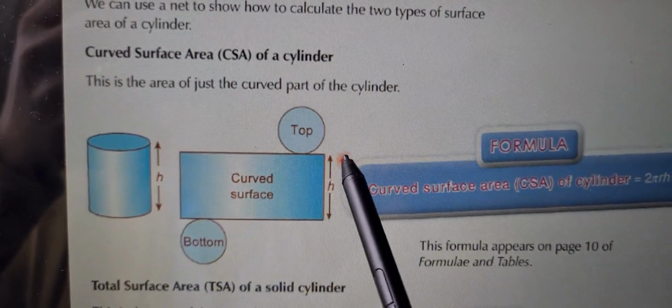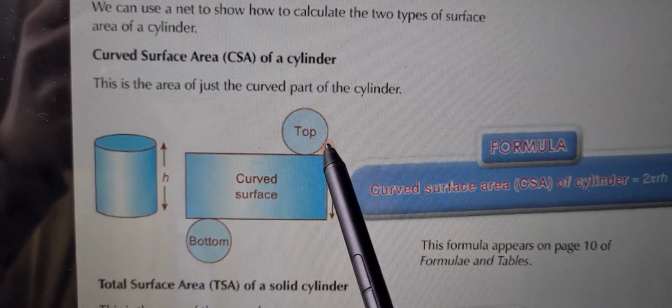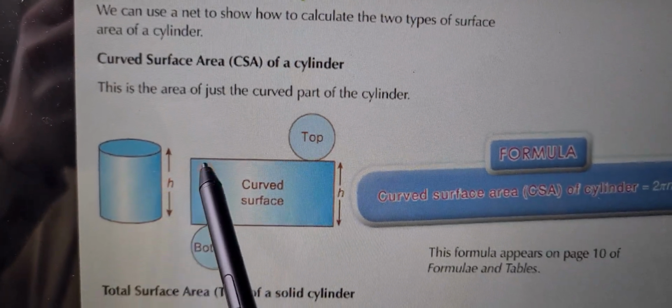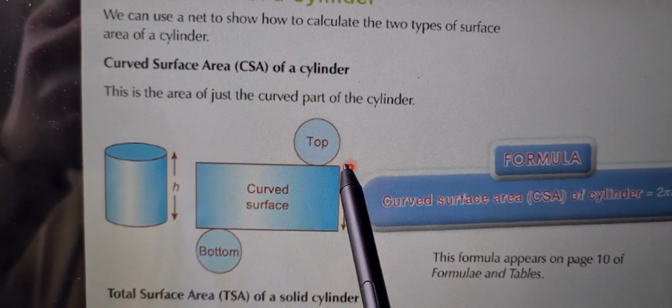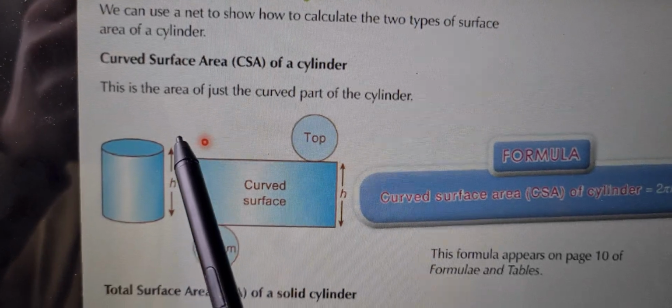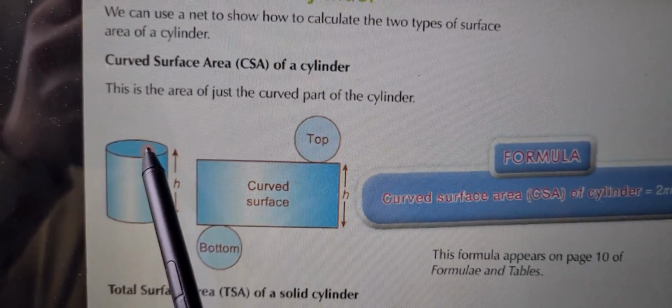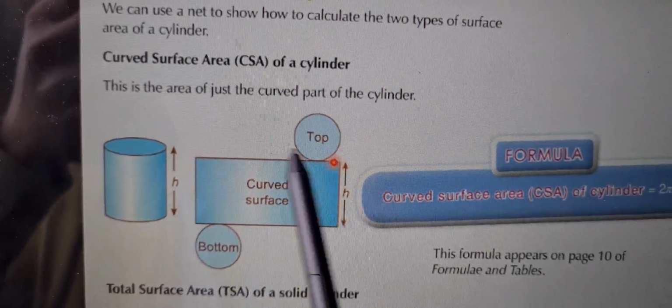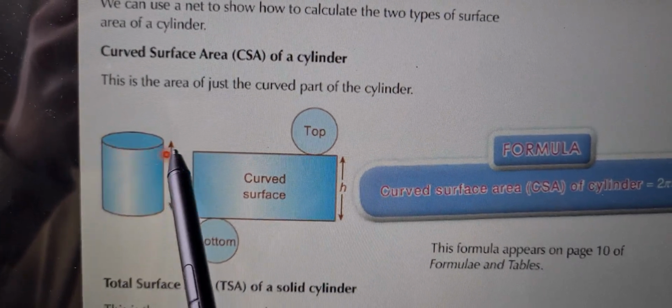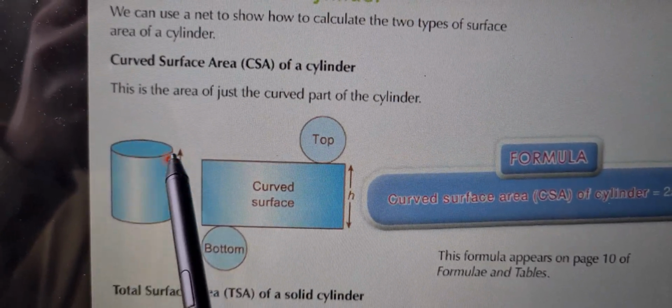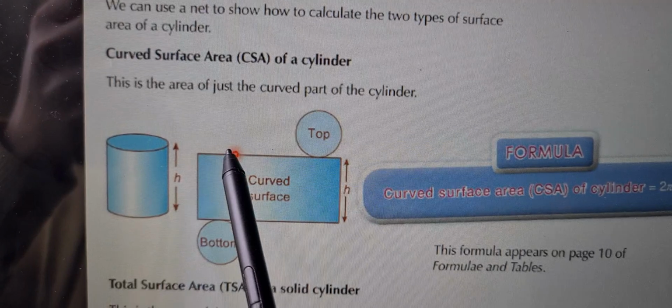So it's length by width for a rectangle. The width is the same as the height of the cylinder. To get the length of that rectangular label, the label would wrap around the top of it. The top of it is a circle, so that length would be the same as the circumference of a circle. So if you get the circumference of the circle, which is 2 pi r, that will give you the length of that label.